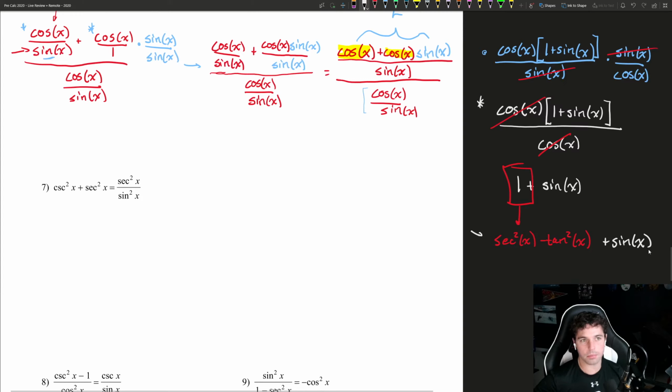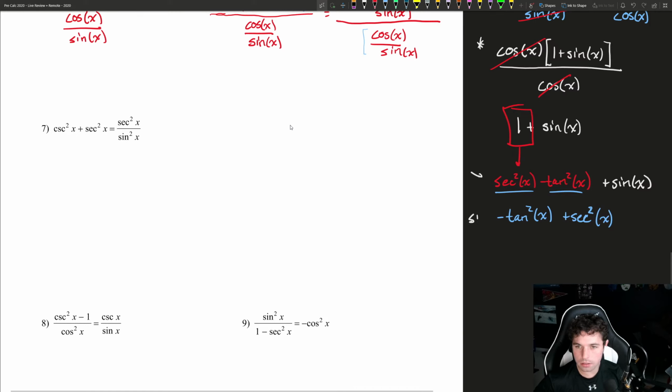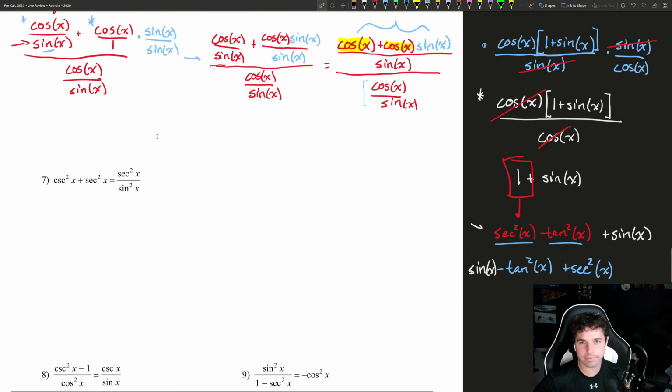All right, but just to make this obvious that that's our answer, we can rearrange these two terms, this term and this term, and we get negative tangent plus secant squared plus sine. And we can put that out front. And we have our answer.